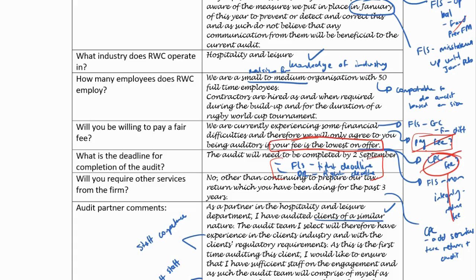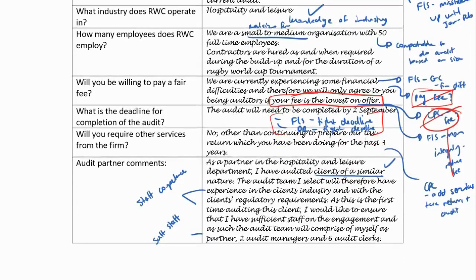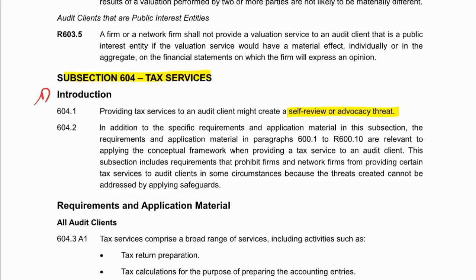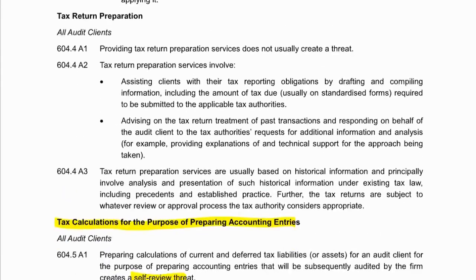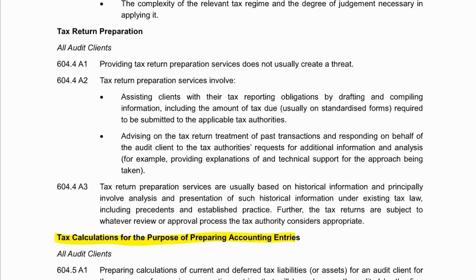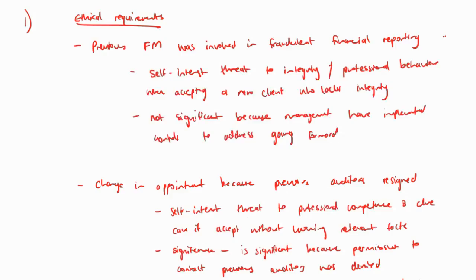Okay, then I've got here a CPC concern because they are going to be in tax return services. So it's going to our CPC and our independence to see how it's covered in order to address it. 604, tax services, go straight to tax return preparation, and it says here it does not usually create a threat. Why? Because it's usually based on historical information. You don't ignore it because these are the facts. You now have to put this down, showing why you don't believe there is a threat. And so it would go under ethical requirements.